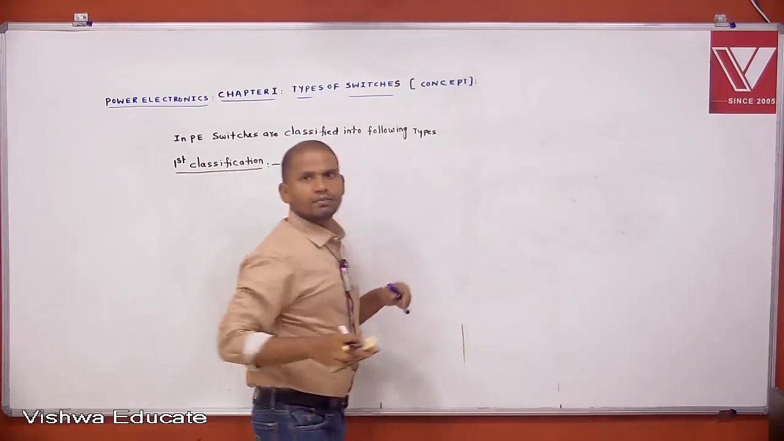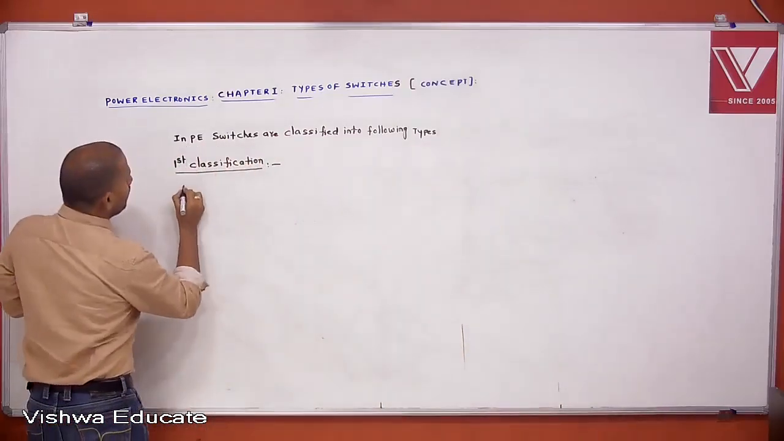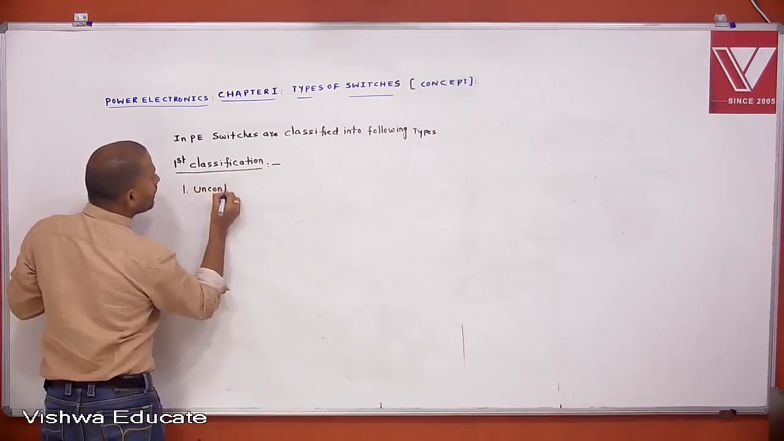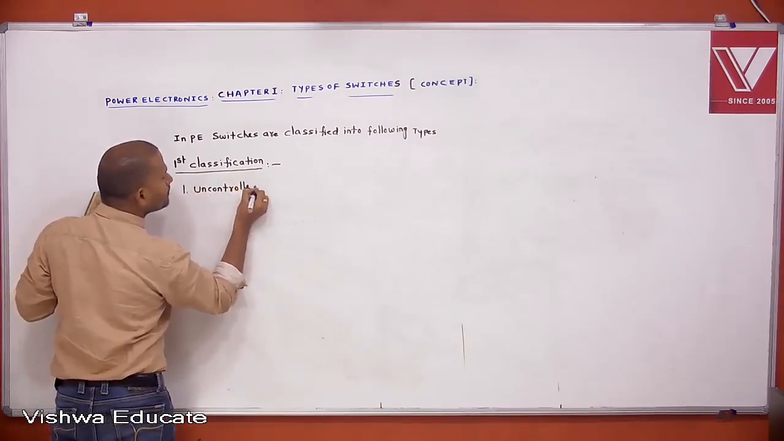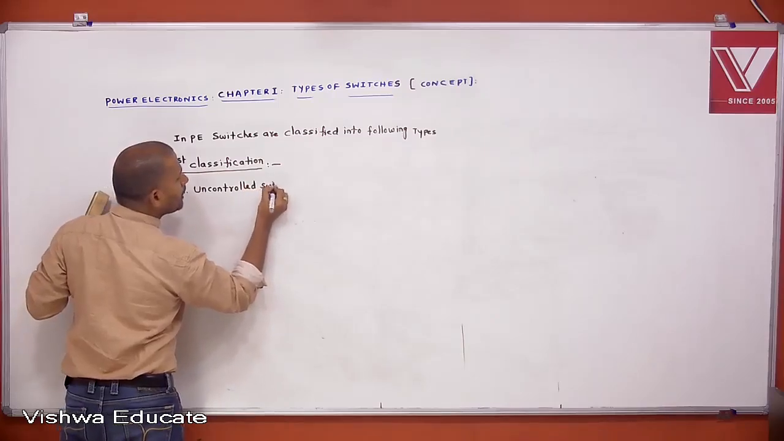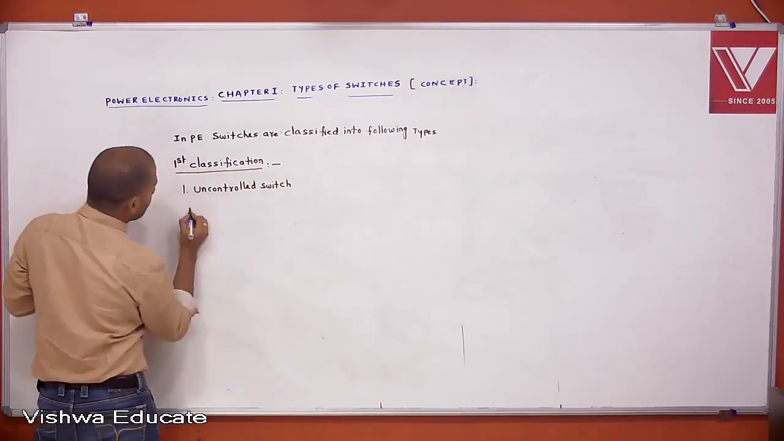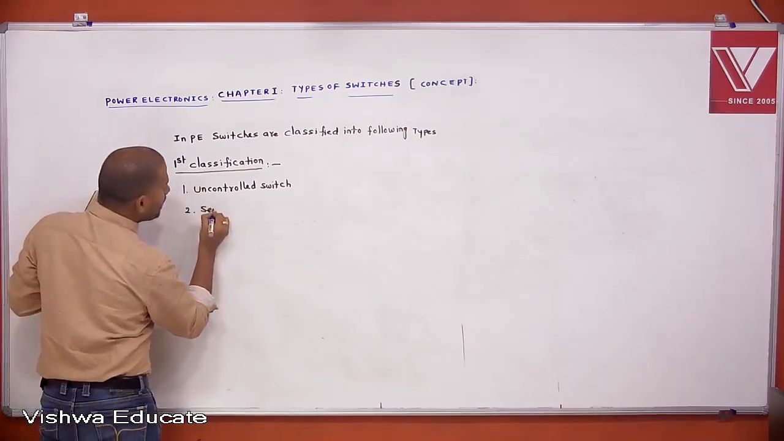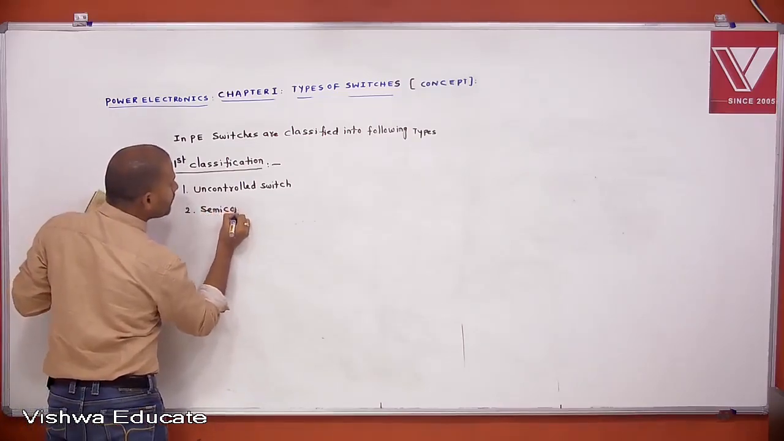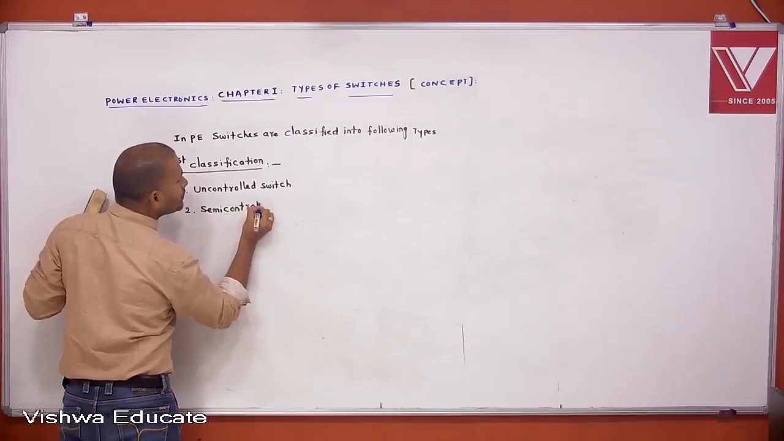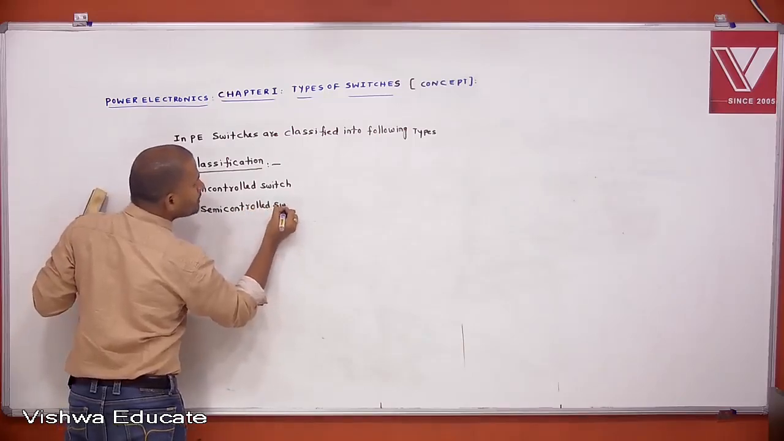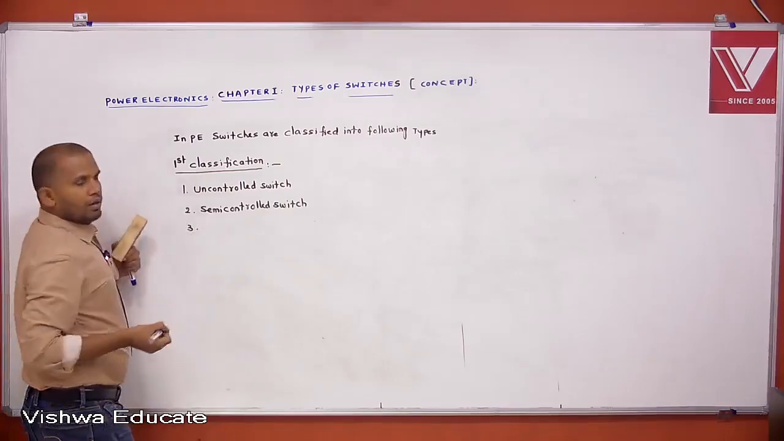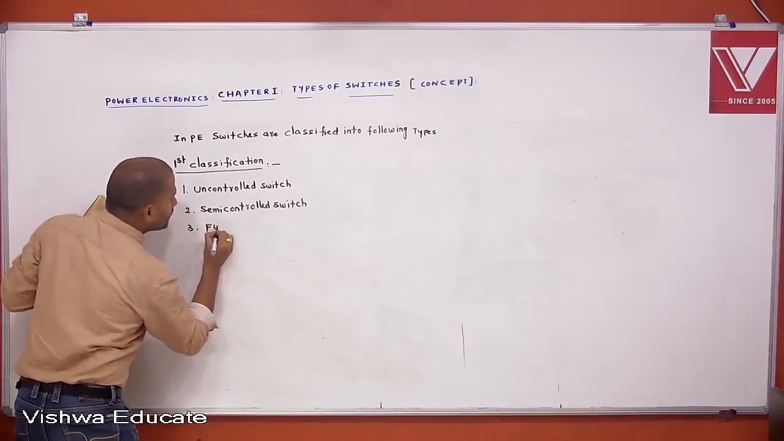One is uncontrolled switch. The next one is semi-controlled switch. Fully controlled switch.